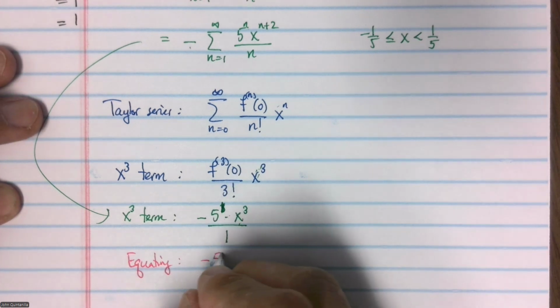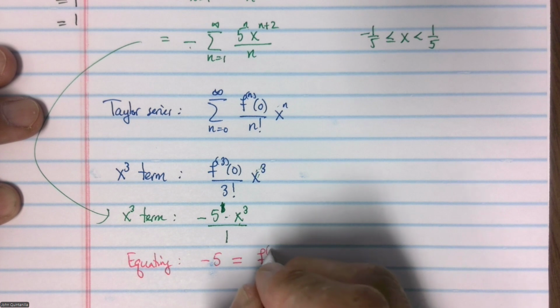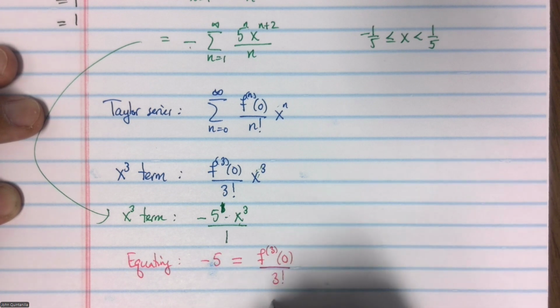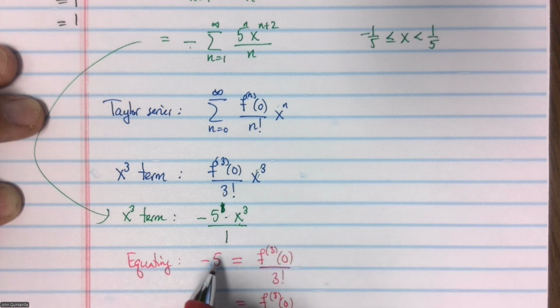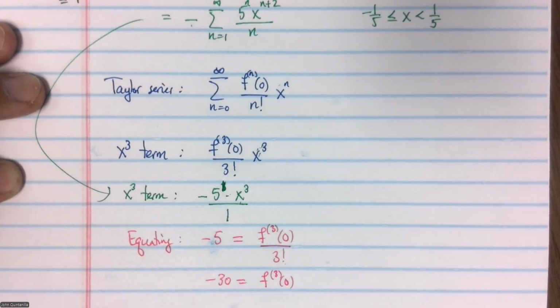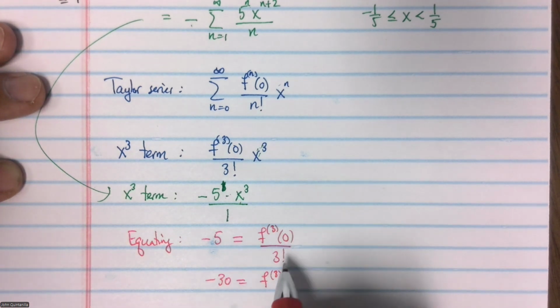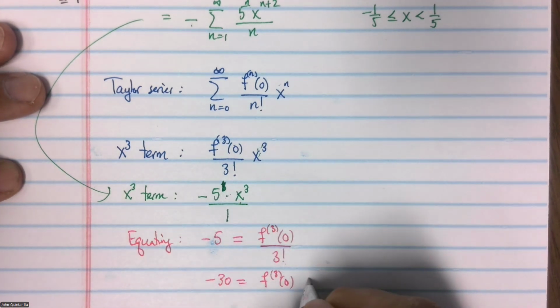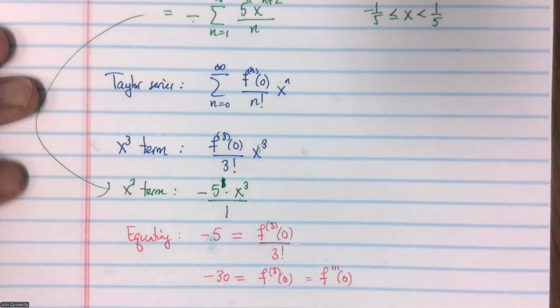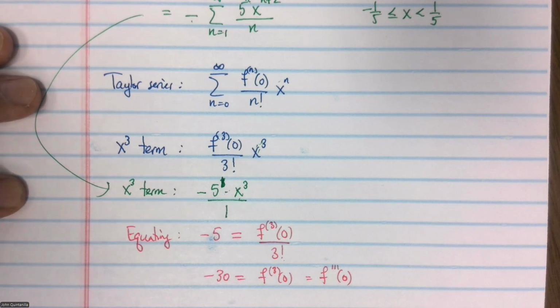So equating, I get that -5 is equal to the third derivative at 0 divided by 3 factorial. And that means the third derivative at 0 is equal to -5 times 6, which is -30. And so that is the third derivative at 0, f triple prime of 0, without actually computing the third derivative explicitly.